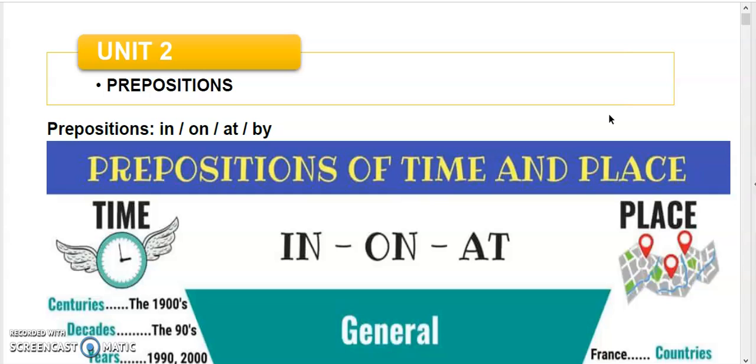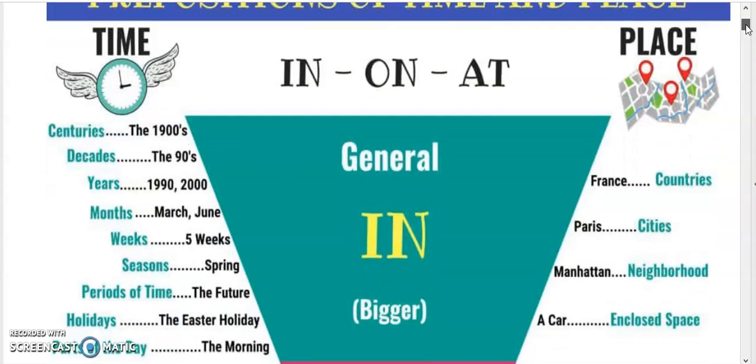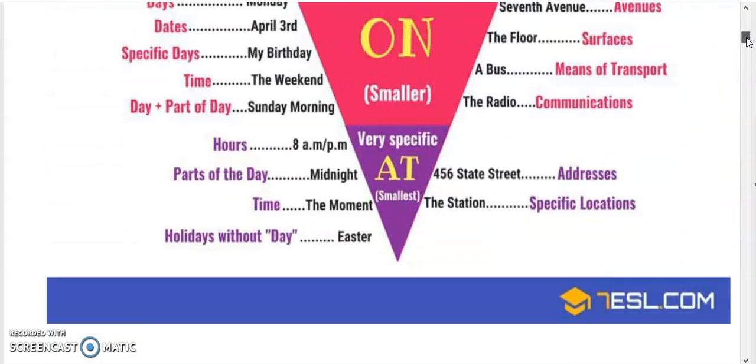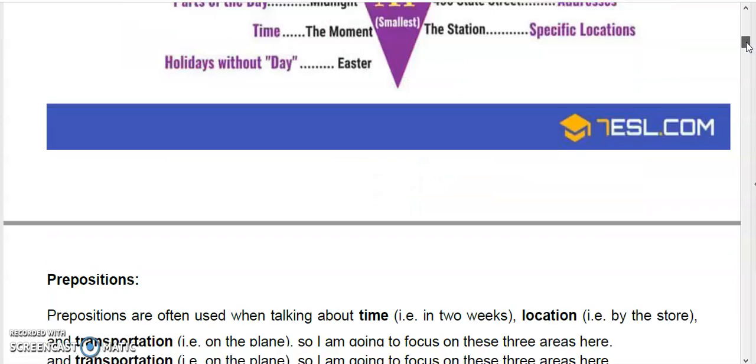In this video class, I'm going to explain to you the prepositions of time and place. This topic is meant for the students of the 5th semester of English, so make sure this document corresponds to your level. Let's check a little bit of this document. Here is a chart. This is very useful and very important. I'm going to explain this later.